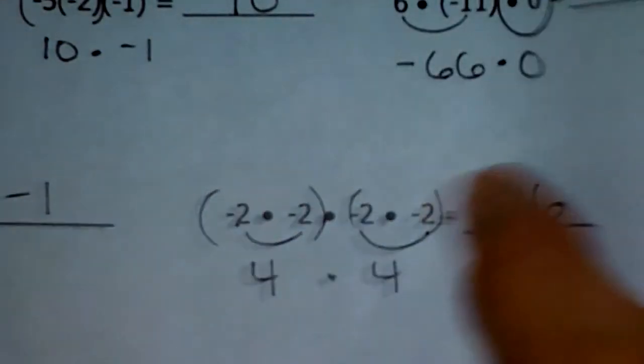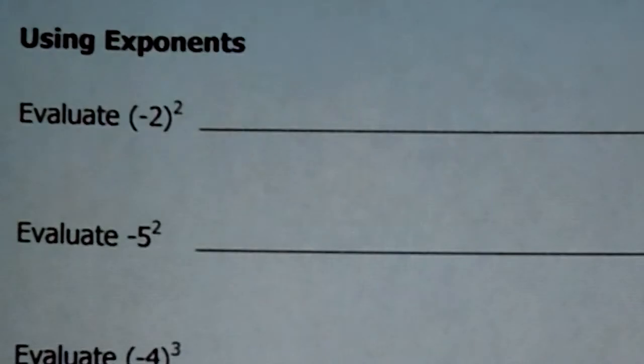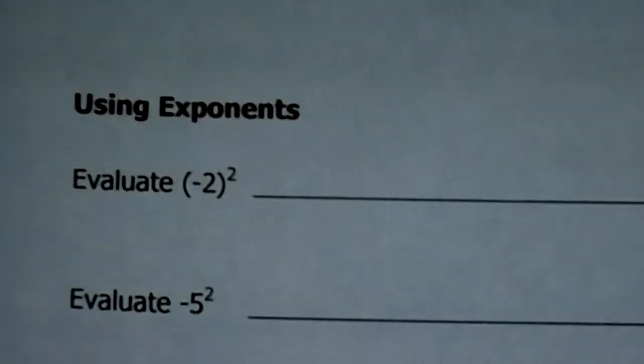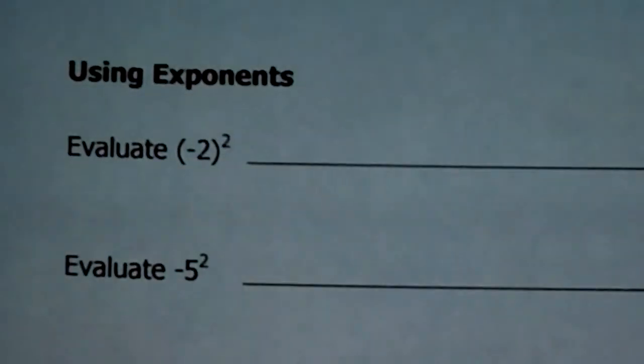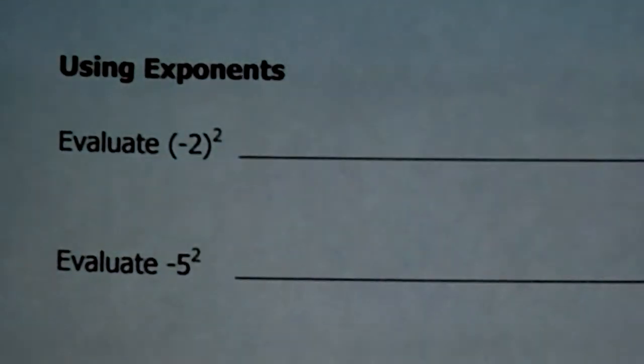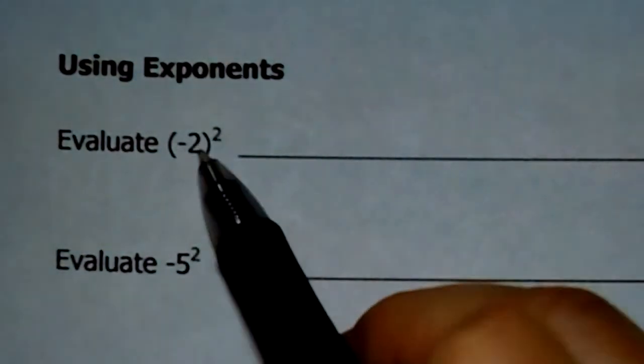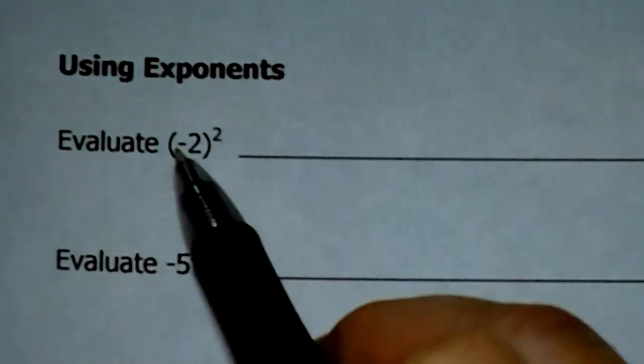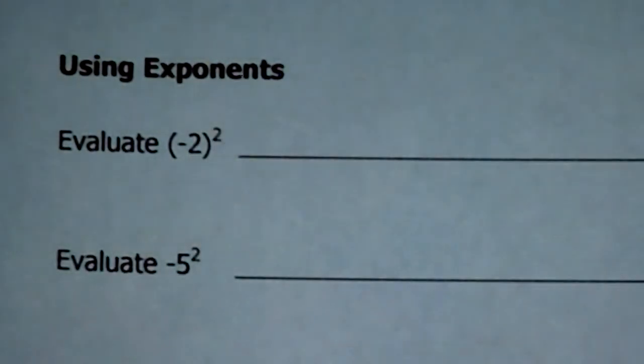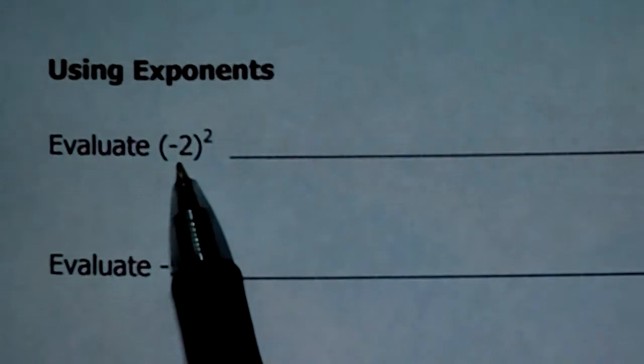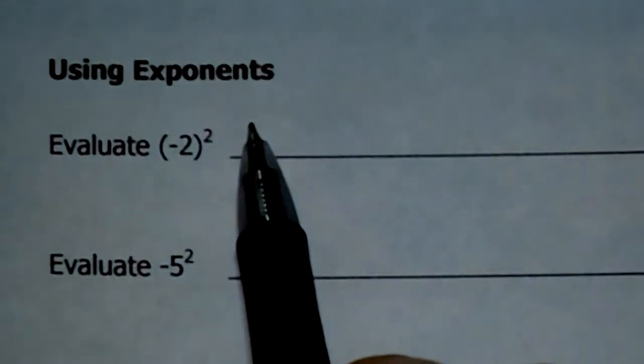Alright, we want to talk a little bit about exponents, so turn your page. And again, I'm asking you to evaluate, and hopefully we talked enough in class to understand that evaluate means you're solving it. So I want to know, what is the value of, and when a value is in parentheses, there's a fancy way to say it. You say the quantity of negative 2 squared.